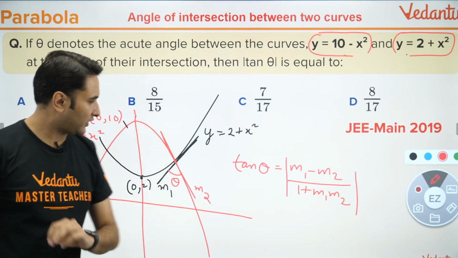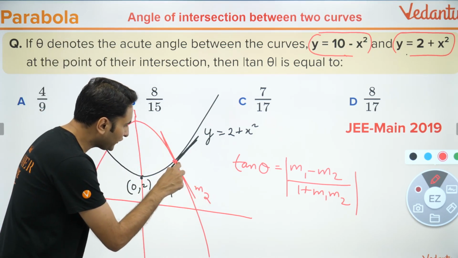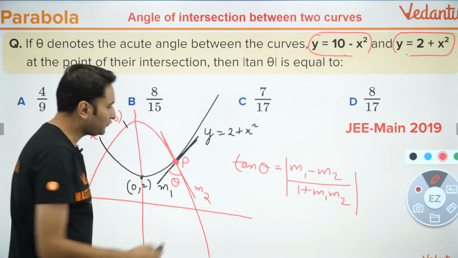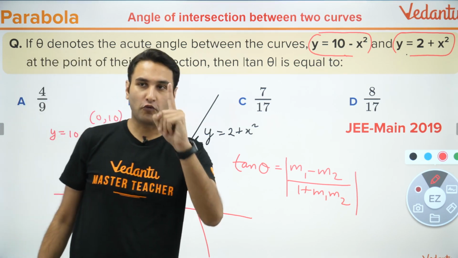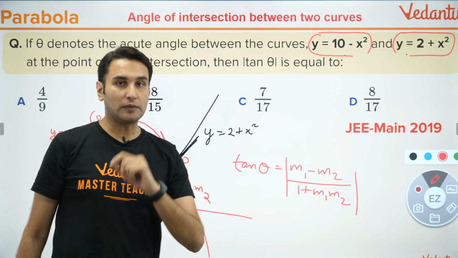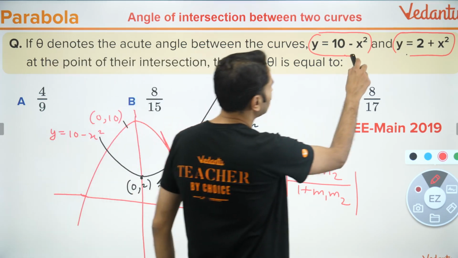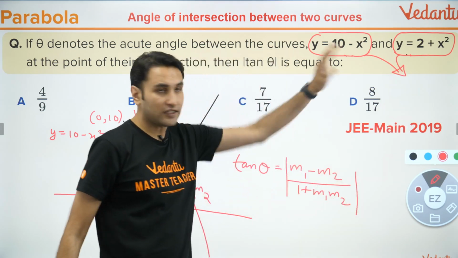So bachcho, step 1, can you find out m1 and m2? But before that, can you find out the point P where both the curves intersect? Step 1, find out the point of intersection. कैसे? Solve the two graphs. Can I solve the two graphs?